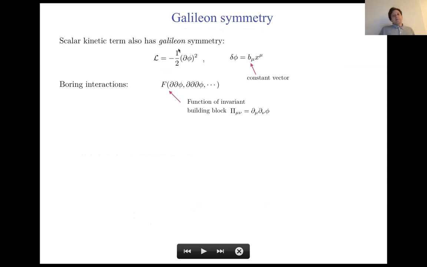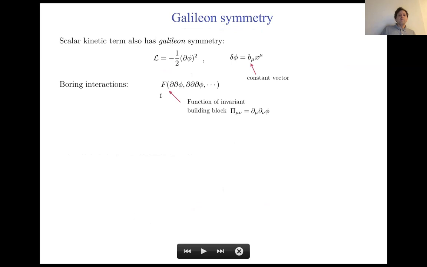If we look back at this kinetic term, it has more than just the shift symmetry. It actually has an infinite number of symmetries, as we'll see. So there's a symmetry where we shift the field by a term which is linear in the space-time coordinate. So x mu is the space-time coordinate, b mu is some constant vector. If we shift by this Galileon-like transformation, we'll find that this is invariant up to a total derivative.